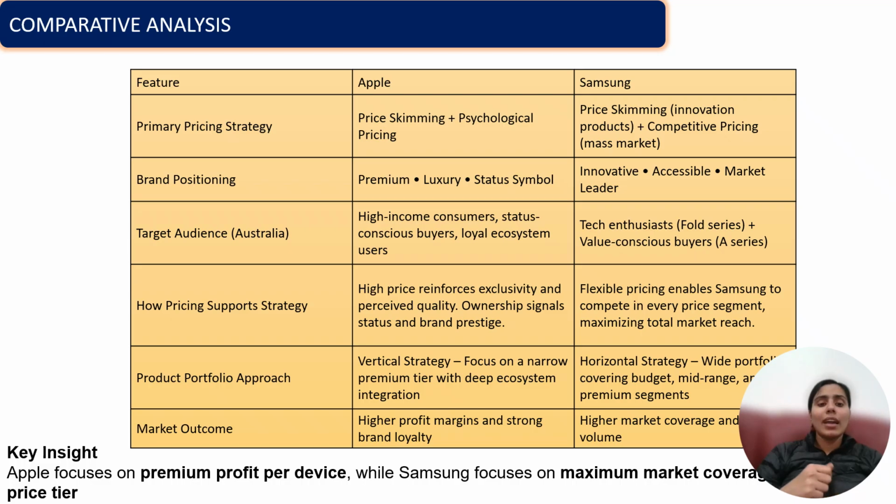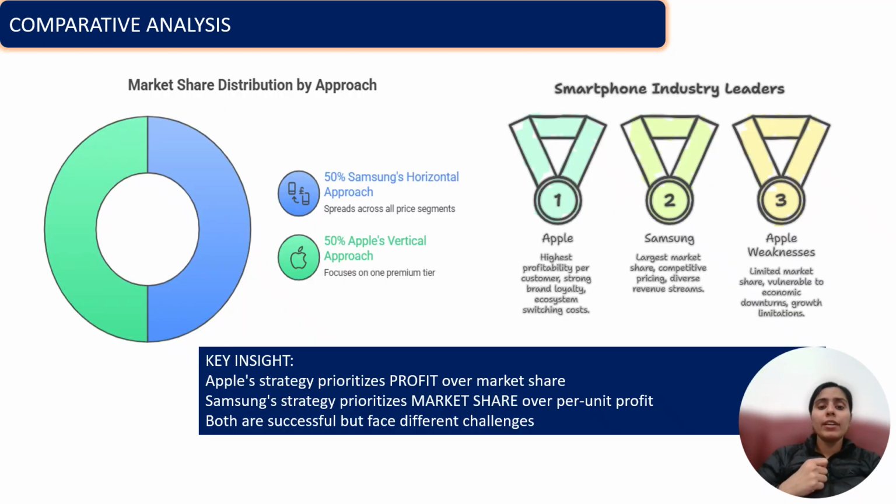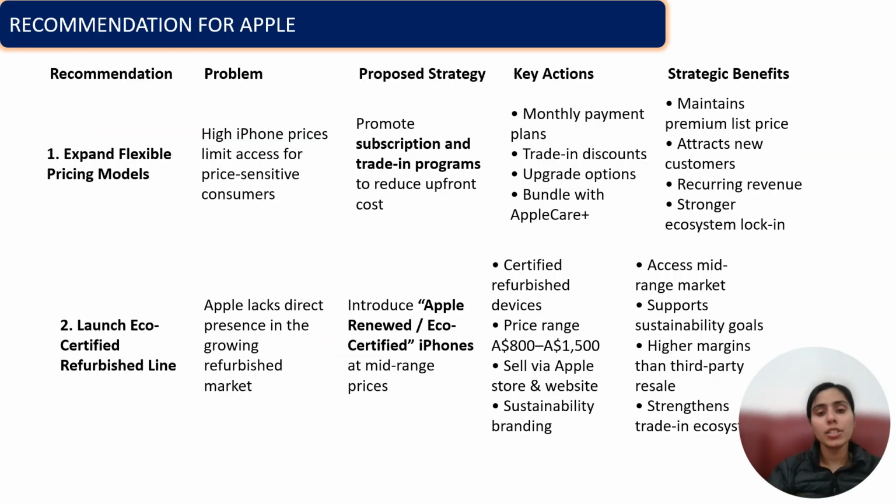Another slide is recommendations for Apple. Expand flexible pricing and launch eco-certified refurbished lines. There are two recommendations: expand flexible pricing and launch an eco-certified refurbished line. In expanding flexible pricing, it introduces wider subscription models, payment plans, and other options.